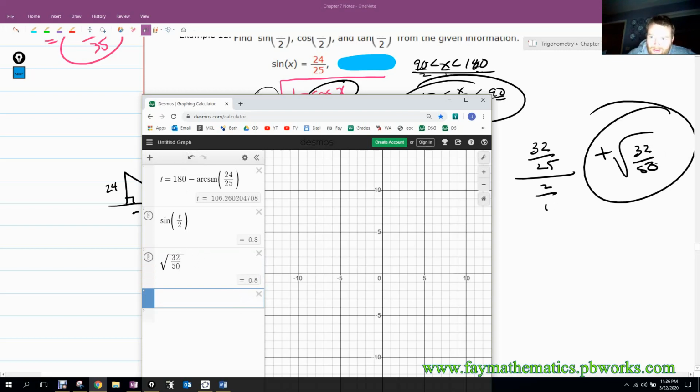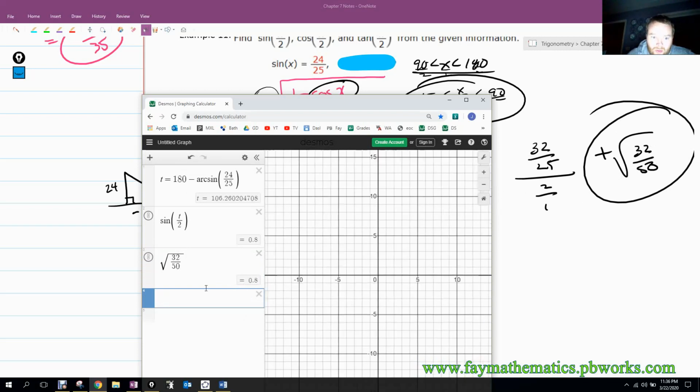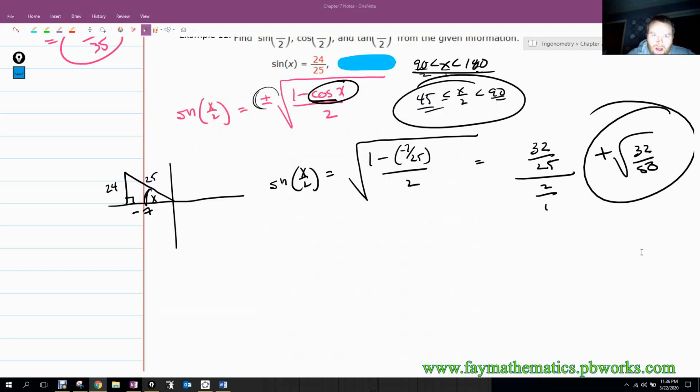That's a fraction that did not reduce, or a root that did not reduce. But we see then that knowing what the angle is, I can guarantee that this is the exact version of it. We can do cosine.